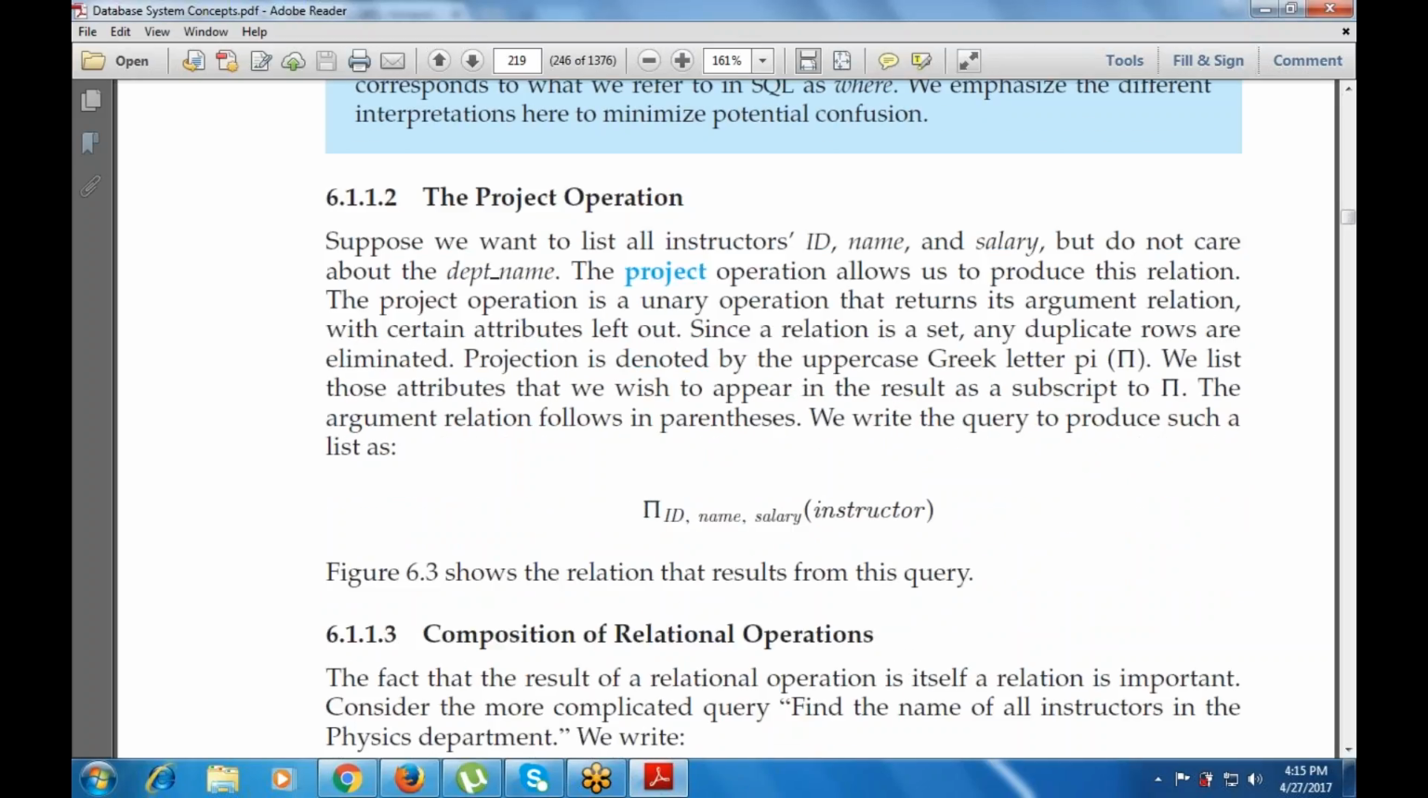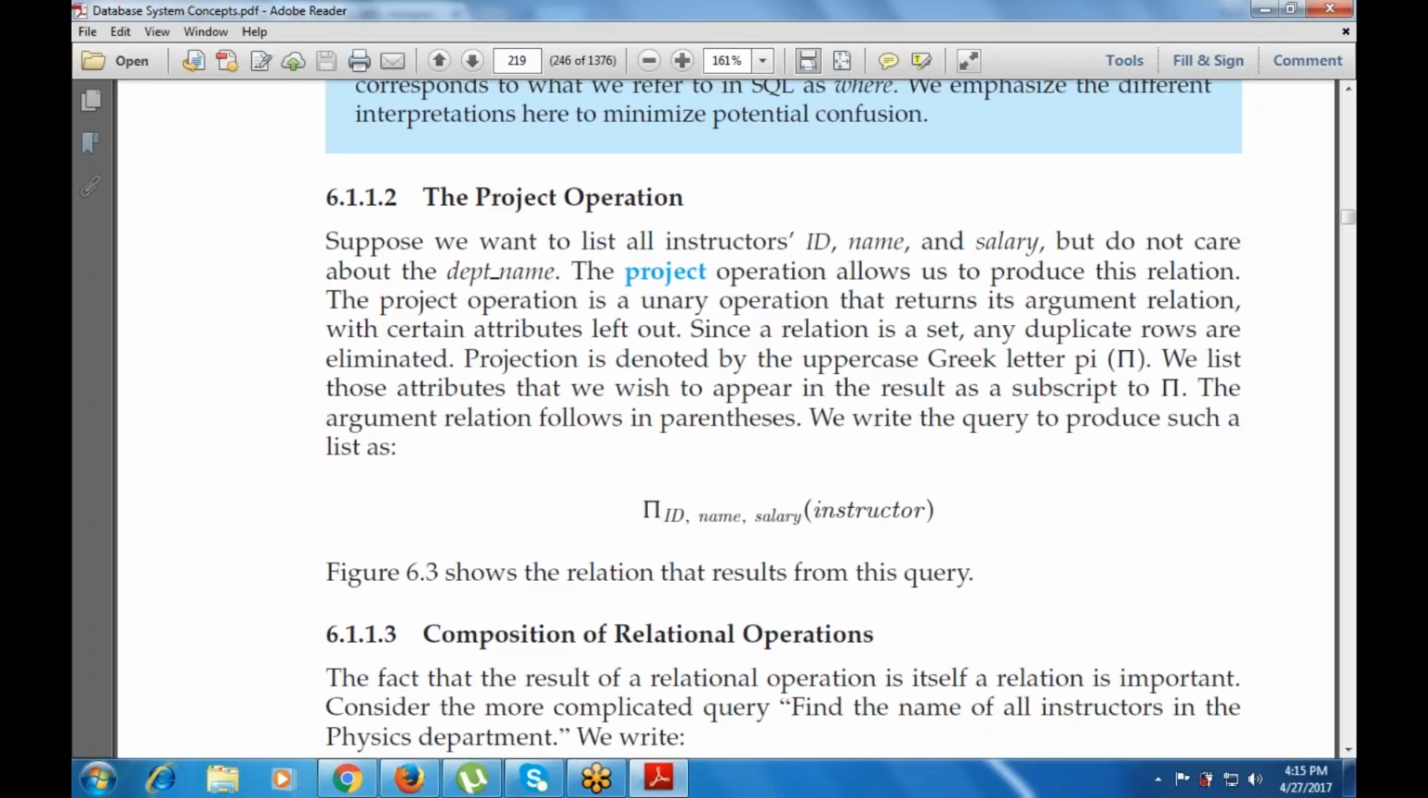Now next is the project operation. The select operation selects the tuples according to the condition that is denoted by the sigma, and the project operation is denoted by the pi. Suppose we want to list all the instructors' ID, name, and salary, but do not care about the department name. The project operation allows us to produce this relation, and it is a unary operation that returns its argument relation with certain attributes left out.